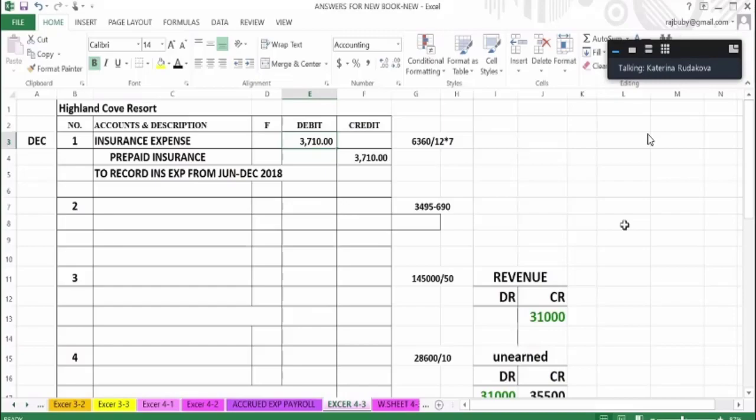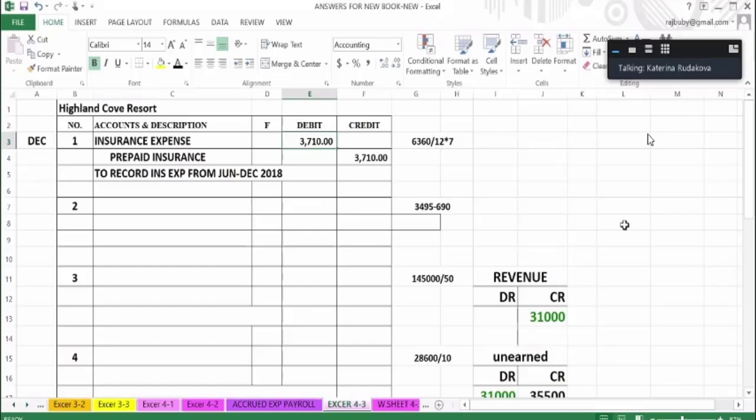Okay. You have supplies in your trial balance, right? You purchased for 3,495. You recorded immediately supplies debit and cash credit. At the end of the year, when you count in the storage physically, you show only 690 value of the supplies in the storage. According to the storage record, your book is not balancing, then you have to do the adjustment, right?